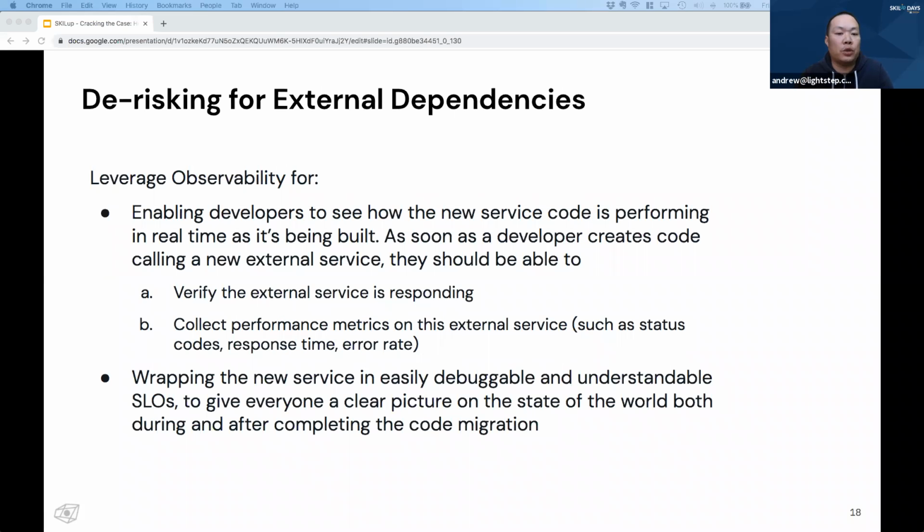Finally, de-risking for external dependencies. Observability systems will help your developers to see the performance of their new services as they are being built. It will provide them with real-time performance information on their own services, as well as external dependencies that they are calling. This allows the developers to verify that their external services are actually responding, as well as collect the performance metrics for these services to understand whether they are behaving as expected. Then, wrapping these new calls into easily debuggable and understandable SLOs will give everyone a clear picture as to the state of your systems before migration as well as after.